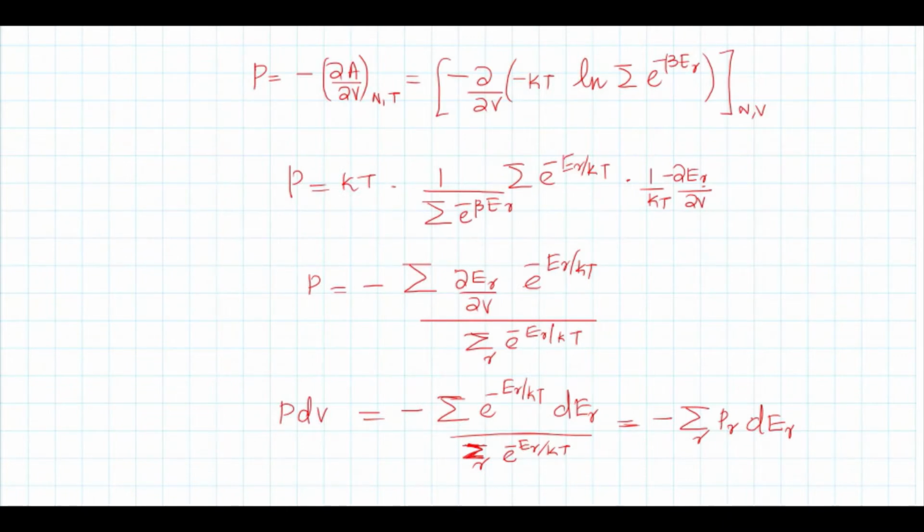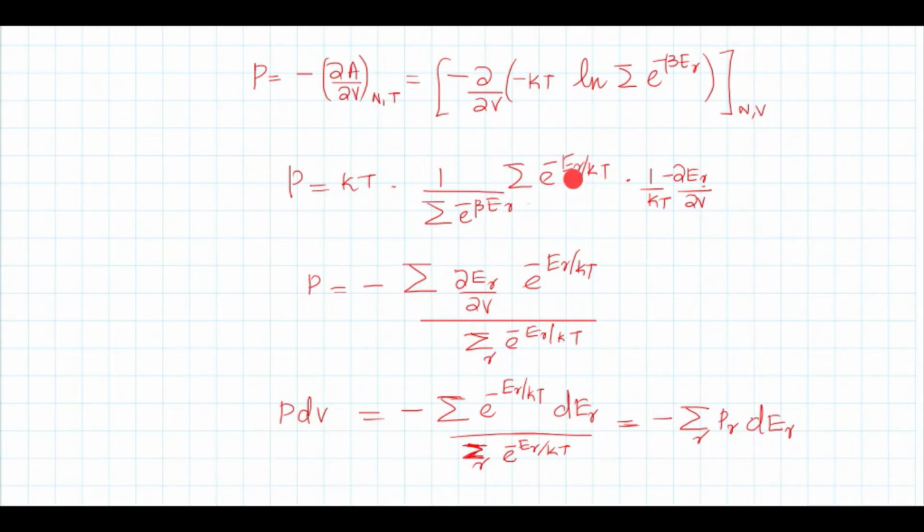Now, P is minus ∂A/∂V at constant N and T. So that is equal to minus ∂/∂V of A, which is minus kT log sigma e raised to minus beta E_r. This minus and this minus becomes plus, kT will come outside. ∂/∂V of the logarithm of a quantity. So that will give 1 by sigma e raised to minus beta E_r, because the derivative of log x is 1 by x, into the derivative of the function, sigma e raised to minus E_r by kT.